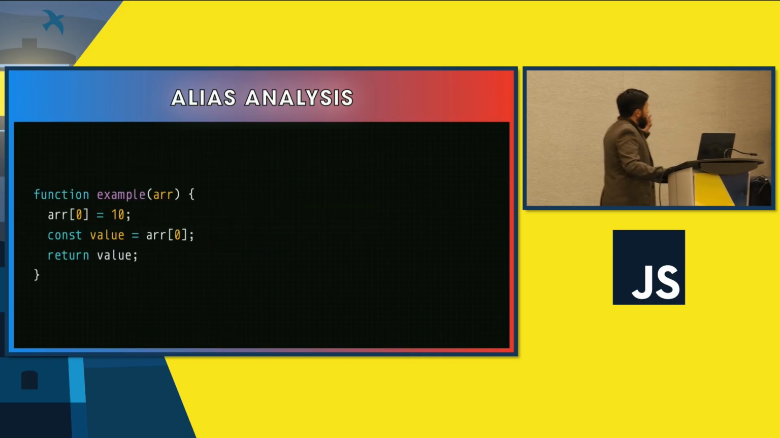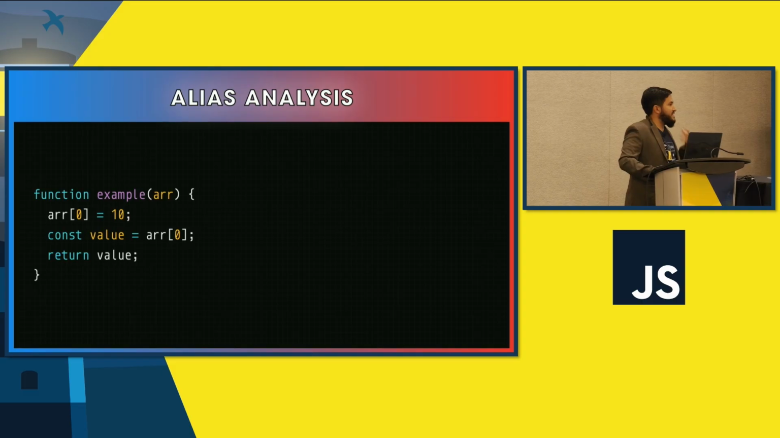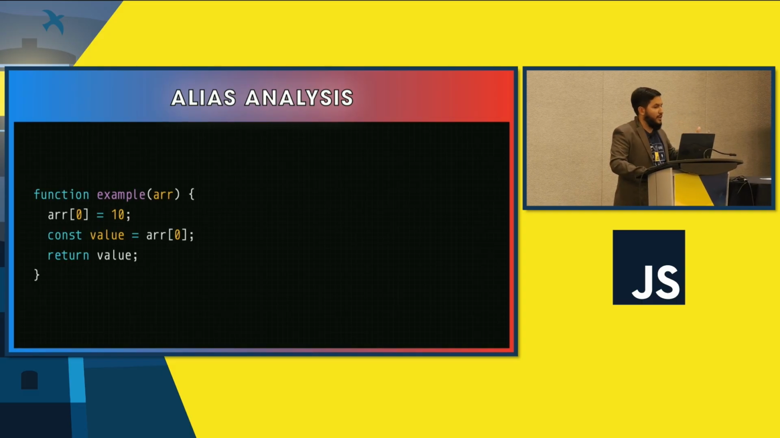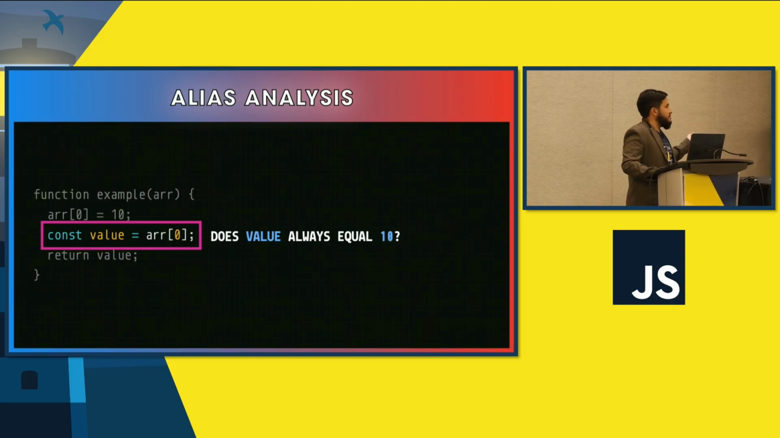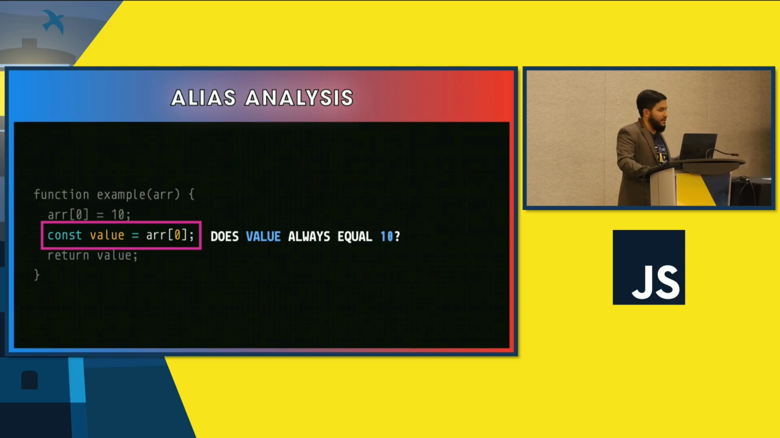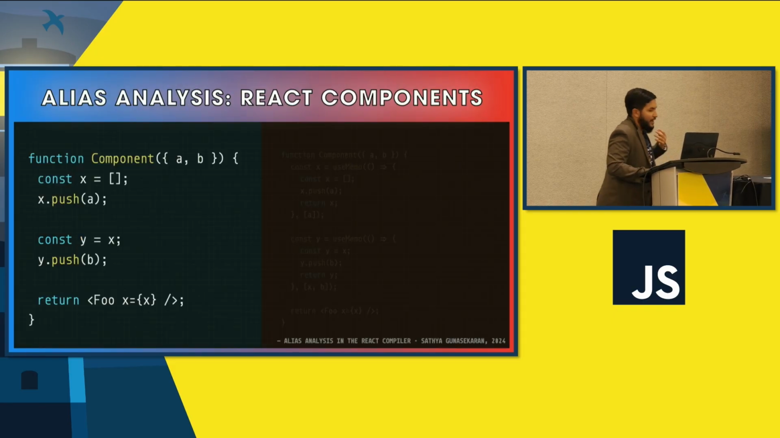And one JavaScript example of what this line of work wants to understand is this. So let's say you have a function, it takes an array, and then you assign 10 to the position 0 of this array, and then you assign that to a constant and return this value. So is this value here always equal to 10? You don't have to answer, but this is the kind of question that this area answers.